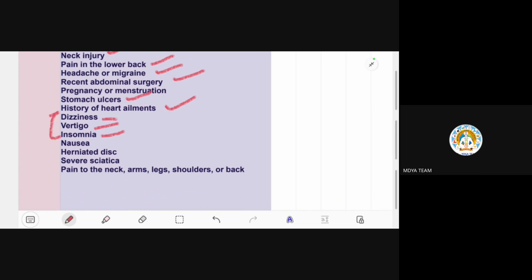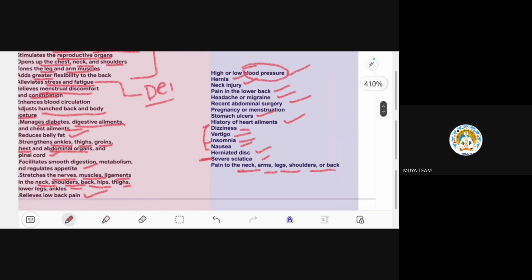Pregnancy and menstruation, stomach ulcers, history of heart ailments, dizziness, vertigo, insomnia. Remember these points. Nausea, herniated disc, yes, because the abdominal region is connected. Herniated disc, severe sciatica, yes. Pain in the neck, arms, legs, and the shoulder. They should avoid this.